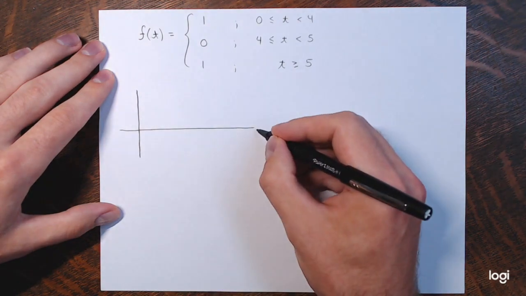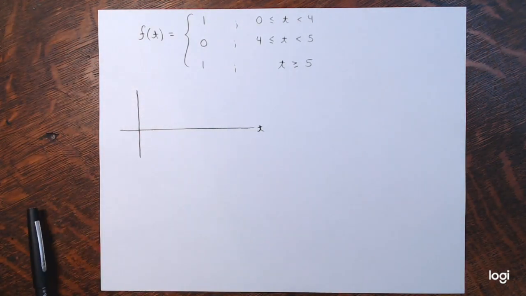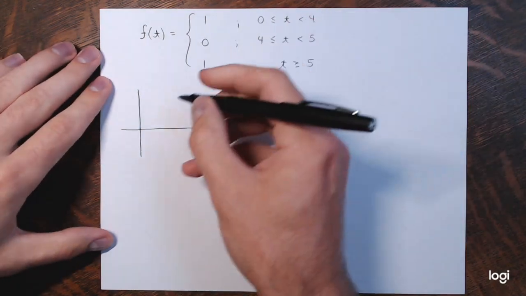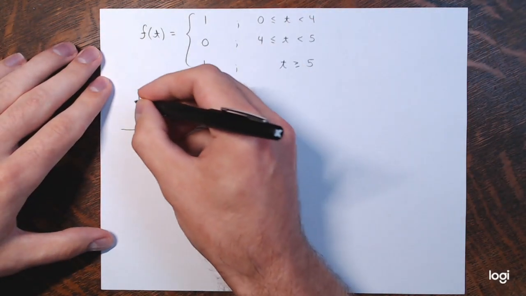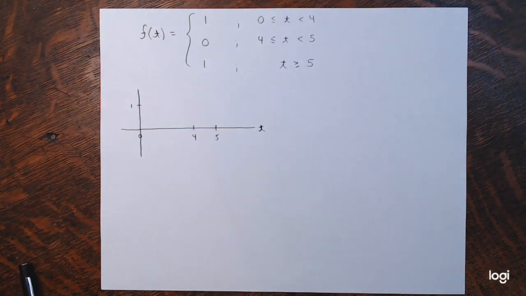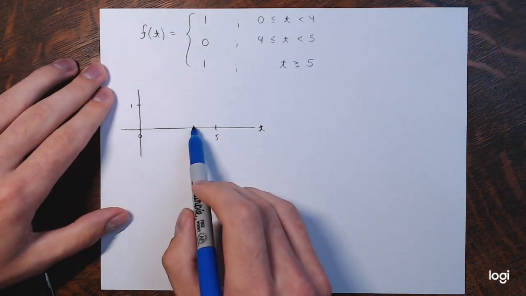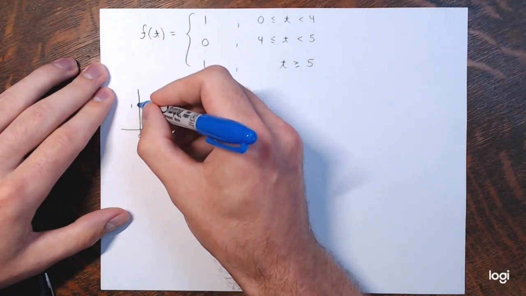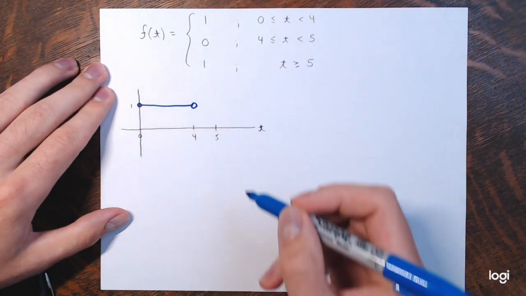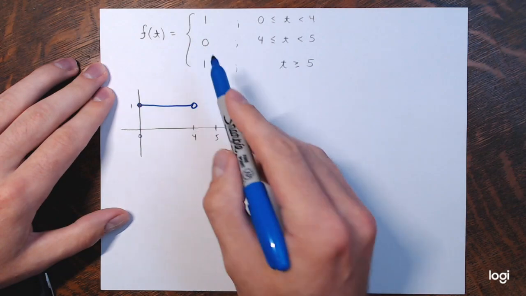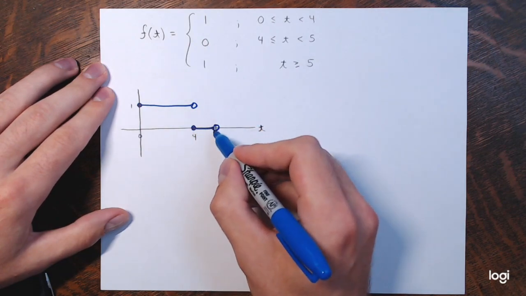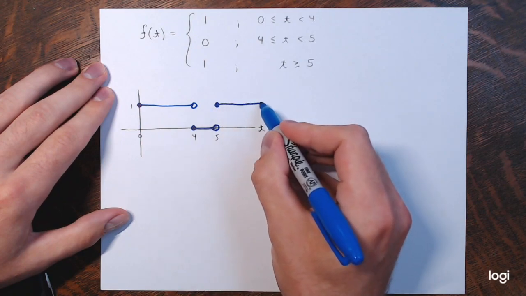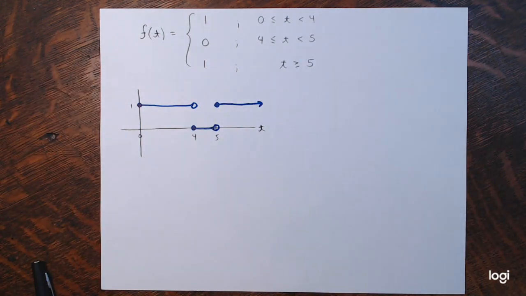So again, here's the t-axis. I'll make a quick graph of this. Now my cutoff points, you have 0, you got 4, and you got 5. And from 0 to 4, the value of this function is 1, but not at 4. At 4, it jumps down to 0. But then it's 0, but not at 5. It jumps back up to being equal to 1, and then it's 1 forevermore. Okay, so there's the graph of f.